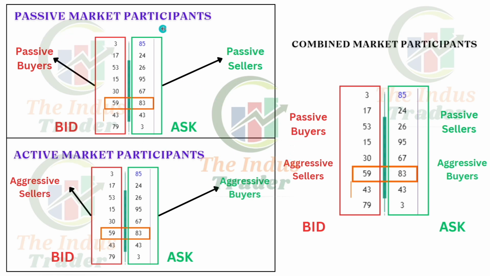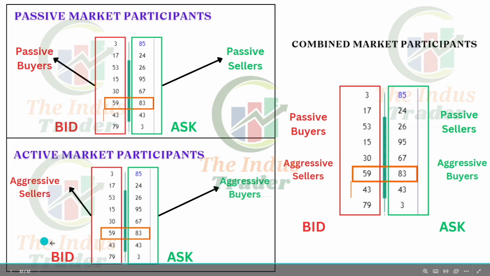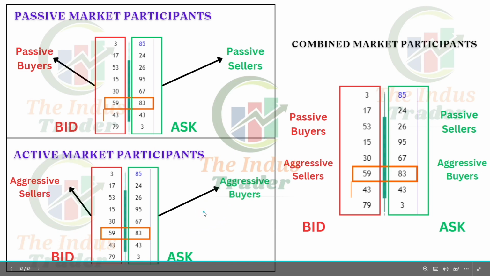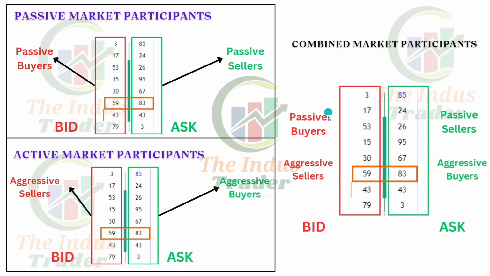Very simple. For the passive market participant, if you see this particular candle, the passive sellers will be on the ask side and passive buyers will be on the bid side. For the active market participant, sellers will be on the bid side and buyers will be on the ask side. If you combine this, you can see the combined market participants. On the ask side, it can be a passive seller or it can also be an aggressive buyer. On the bid side, it can be a passive buyer or an aggressive seller. So if you see this 85, you cannot say that it is an aggressive buyer. It can also be a passive seller.